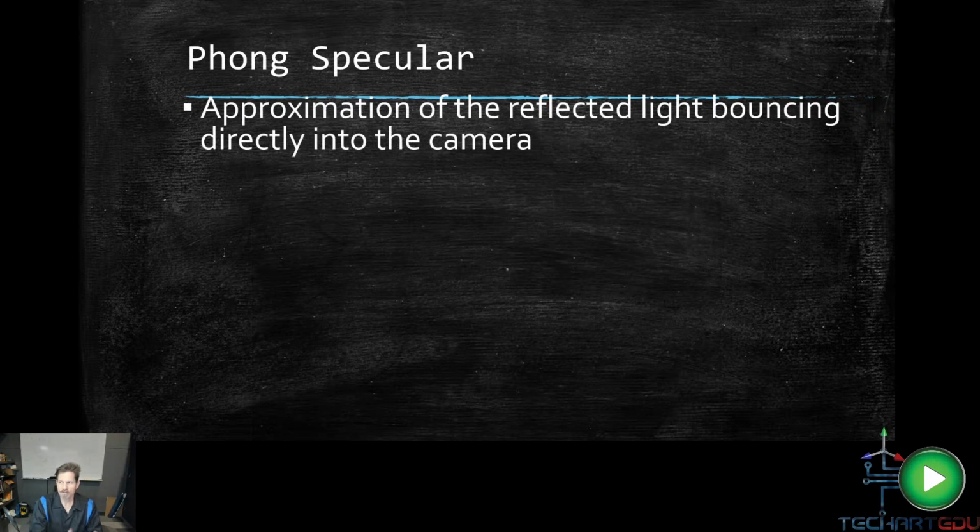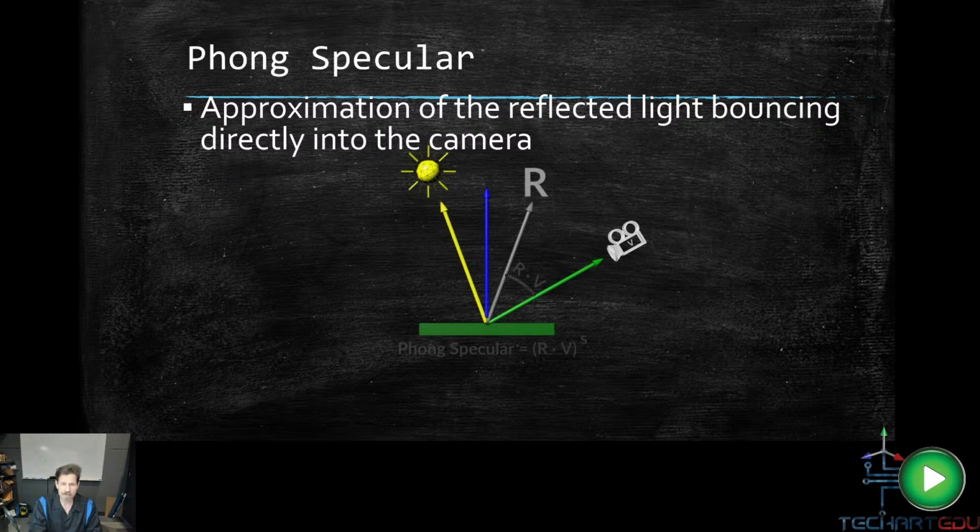Okay, so this is what's called Phong Specular. Now this is an approximation of the reflected light bouncing directly into the camera. Actually, it's a lot more complicated than that, and that's where we have the Illumination Model, because the Illumination Model pretty much replaces Phong Specular, but it took 20 years to overcome this little simple formula. Okay, now take a look at this little diagram.